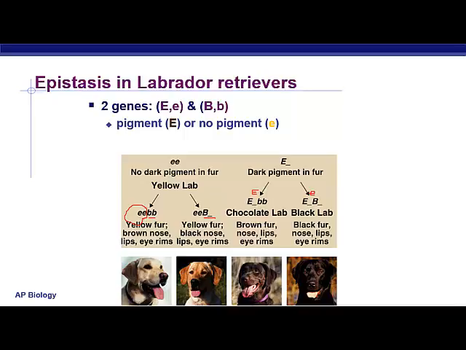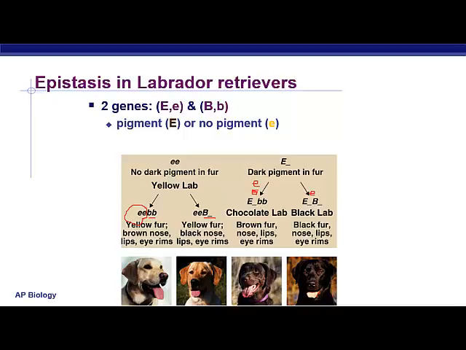If you breed this dog to this, then you would have yellow labs with brown noses, assuming this second letter here is a little b. Assuming it's that, you would have yellow labs with brown noses, yellow labs with black noses, black labs with brown noses, and black labs with black noses, all in the same litter. Isn't that cool?